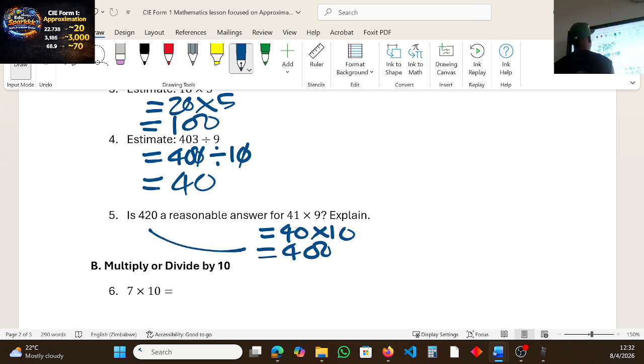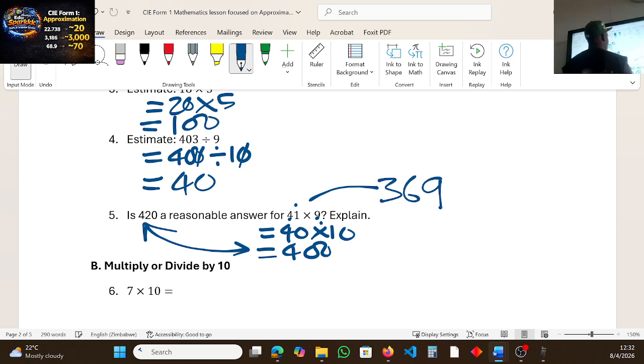So when we compare 400 and 420, it looks like the gap is wide. Let's try and inspect the actual value to see what we would get. So that would be 9 times 1, it gives us 9. And 9 times 4, it gives us 36, so 369. That's the exact value. Comparing 400 and 420, it looks like 420 is further away from the actual value that we're looking for.